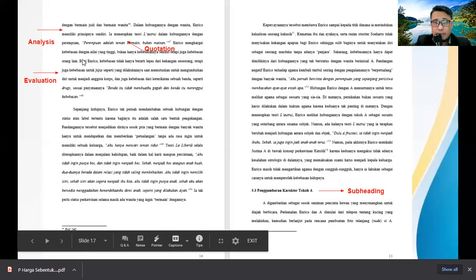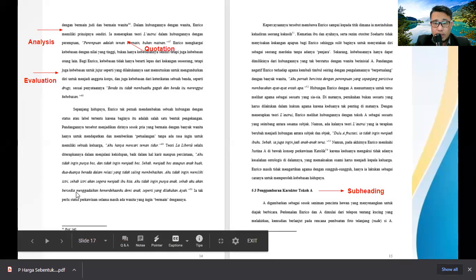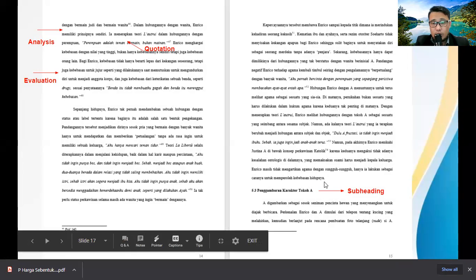So here is the thing: in the main body, you need to put your analysis and then the evidence, the quotation, and you also have to evaluate your analysis and your quotation. So put your argument here, and you also put the source here by adding a footnote. This is suggested, but it's not required actually. You may use the footnote or not. And then this is what I mean. This is the one that I have explained.